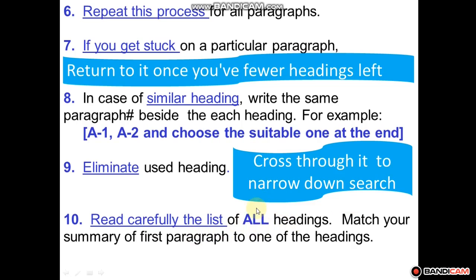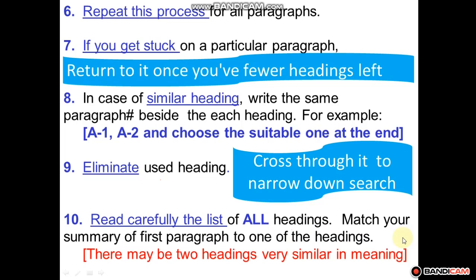All, this is the most important word, the key word. All headings. Once you are matching them, match your summary of the first paragraph to one of the headings. All right. So there may be 2 headings very similar in meaning. Fine. Okay, now is the time to apply whatever we have discussed so far.